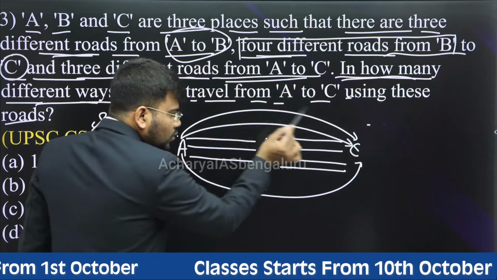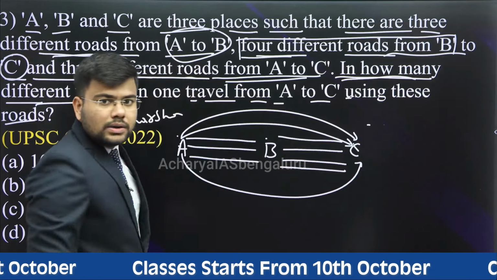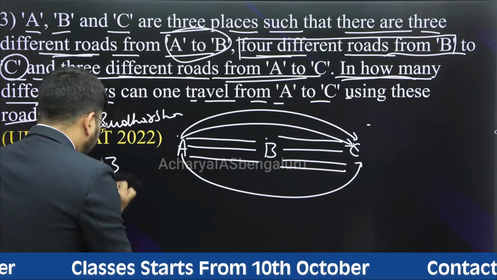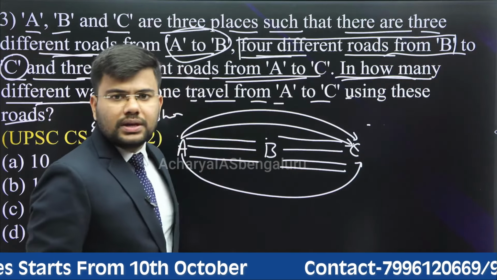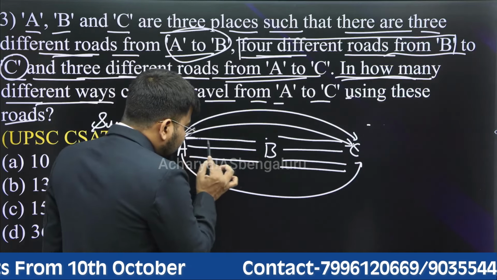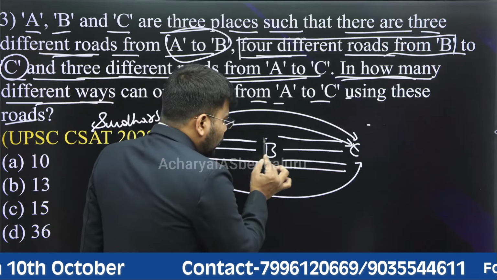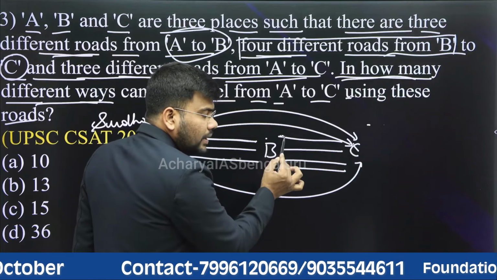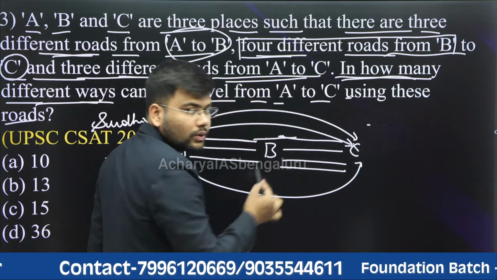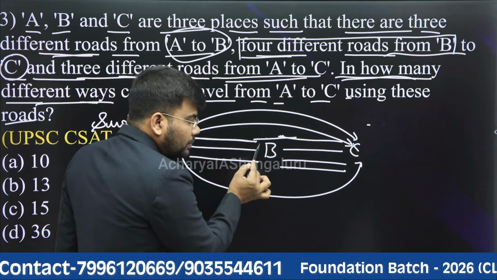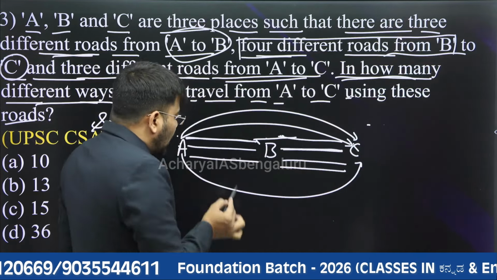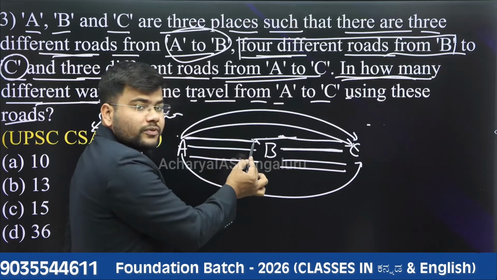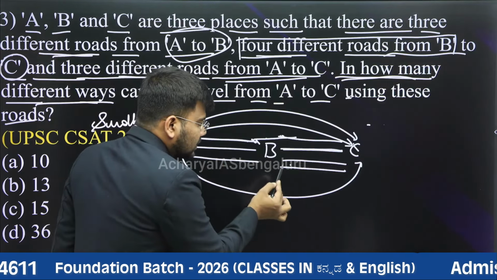From A to C, direct roads are there. How many roads are there? 3. I don't have any problem with this. But the problem comes with this. A person can travel from A to B, and later from B to C he can travel from this road. From A to B he can go by the first road, the third road, this road, this road.